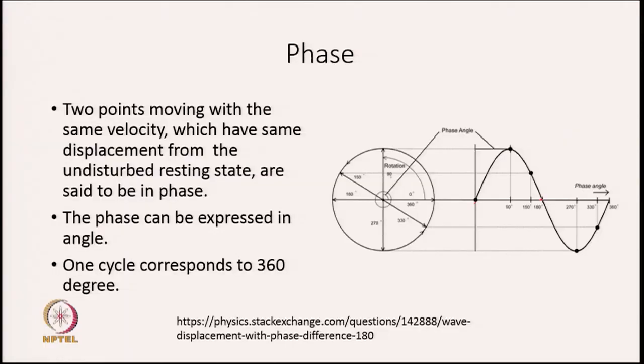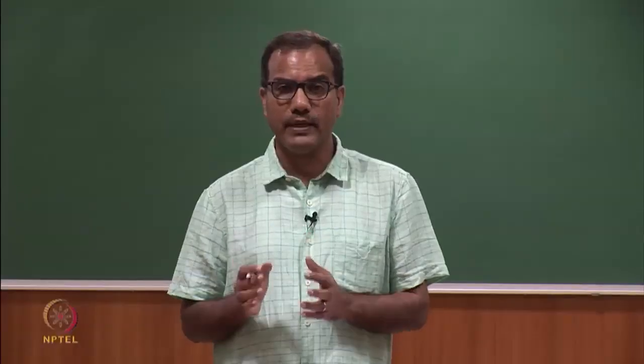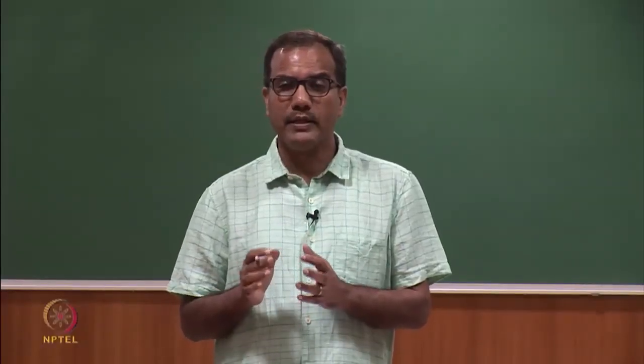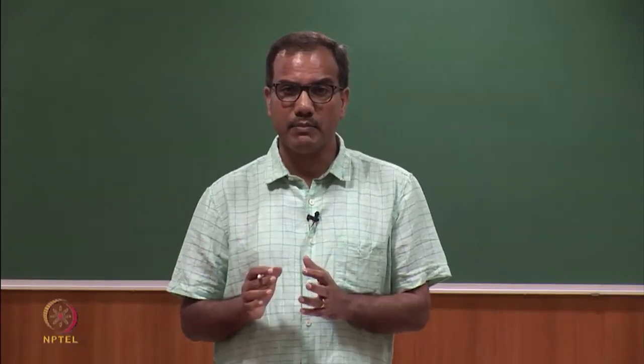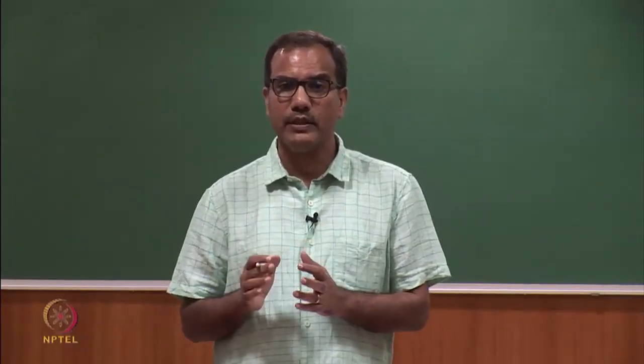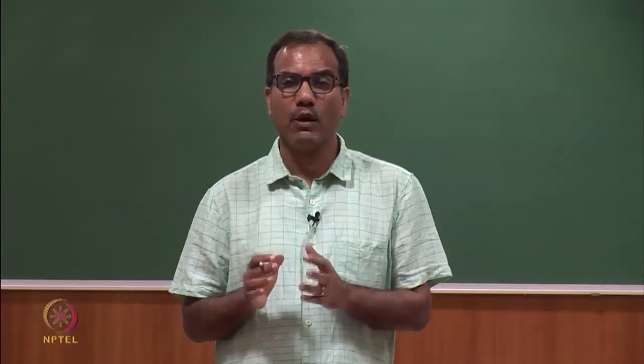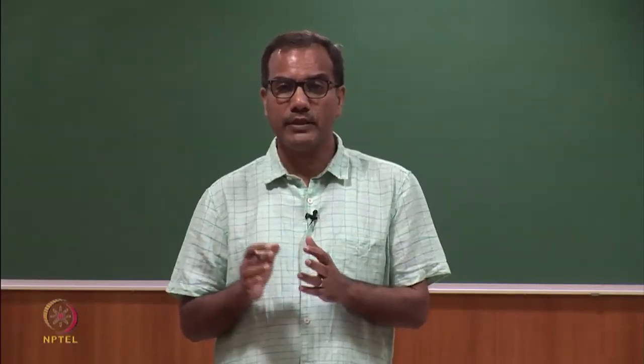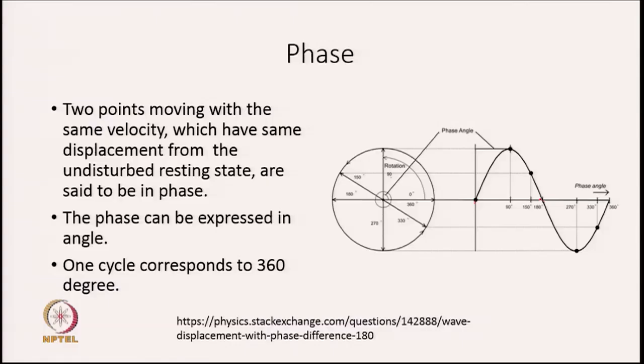If you compare this point and this point, although the vertical displacement is 0, they are still not in phase, because the particle velocity direction is not the same. For example, if you take this particle, it is going towards this way and this particle is going towards that way. So, they are not in phase.